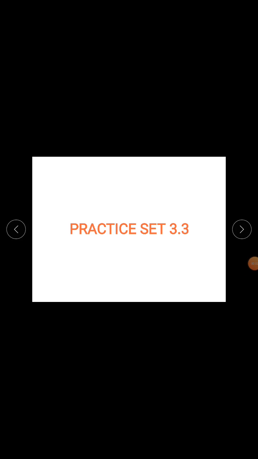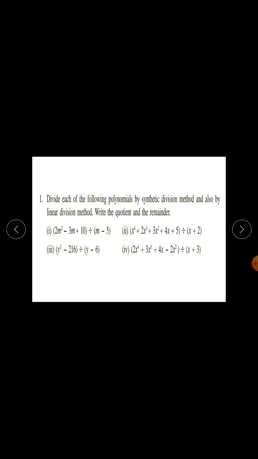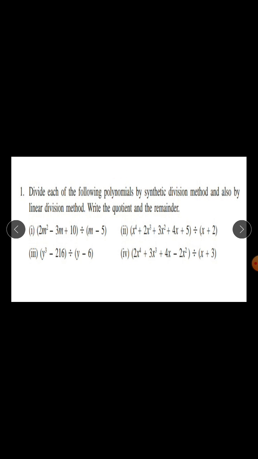Now we will solve questions from practice set 3.3. Question number 1. Divide each of the following polynomials by synthetic division method and also by linear division method.